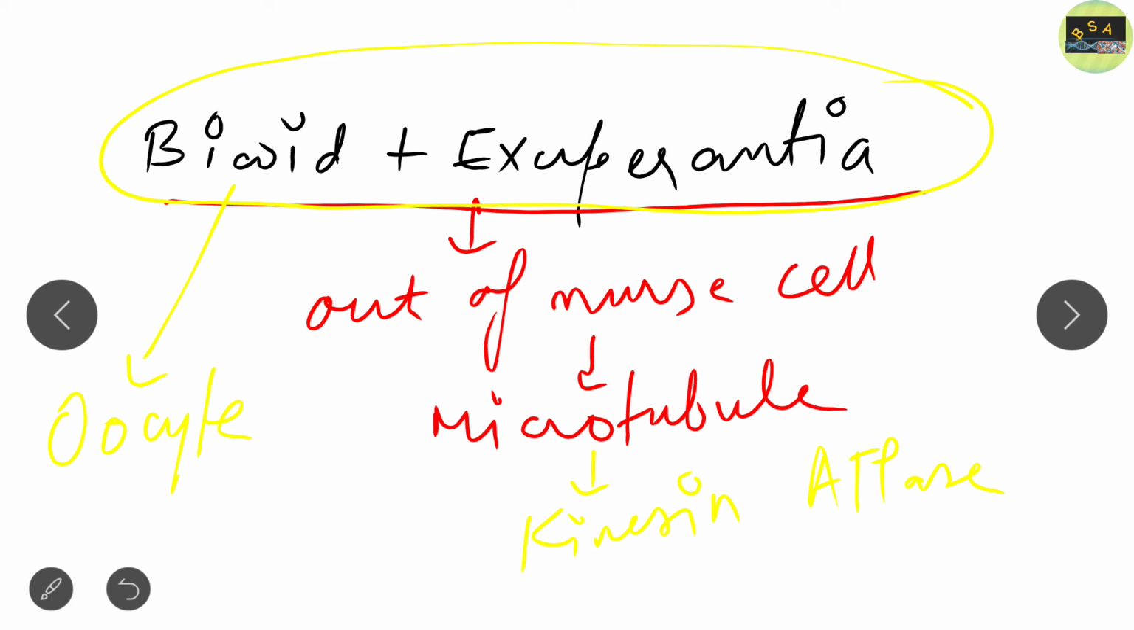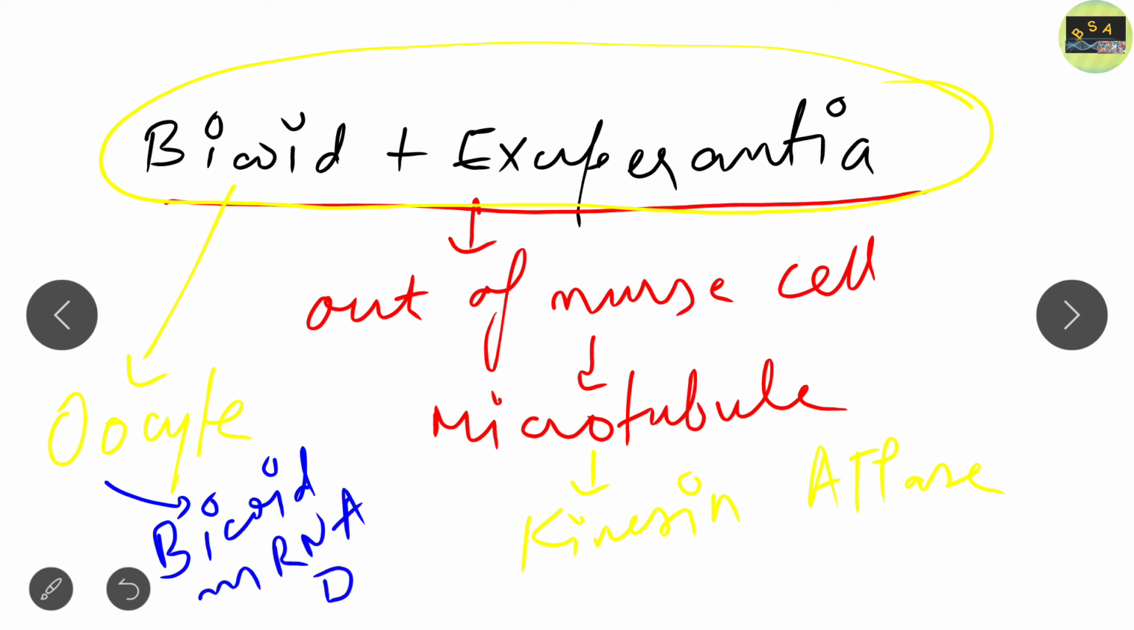the bicoid mRNA attaches to dynein protein. Inside the oocyte, bicoid mRNA attaches to dynein protein. Please note it down: bicoid mRNA attached to dynein protein. Clear? Now this dynein protein, what happens? Please note it down.